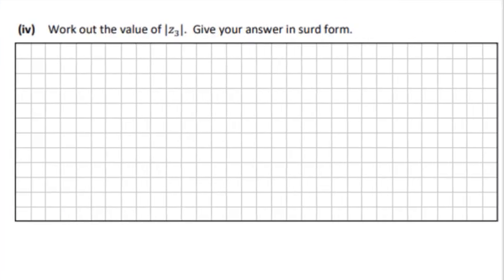Now the next part is to find the modulus. So let's look at the modulus. So z is equal to a plus bi in rectangular form. When you apply the modulus, we will get the length from the origin. So we need to square both coefficients. So we have a squared plus b squared, and we put it under a square root.